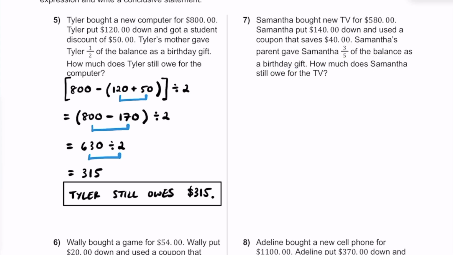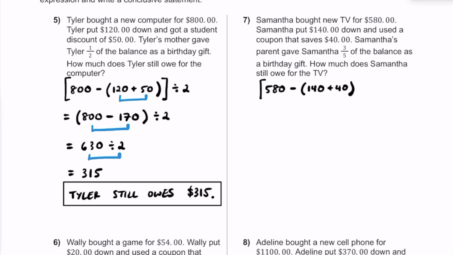Now, this is very similar to the last one, so if you want to try this on your own, feel free to do so. Otherwise, let's go over it together here. So $580 is the total cost of this TV, right? Now, let's subtract what Samantha's already paid for, the $140 plus the $40 coupon. So those two things added together are subtracted from the cost because they've already been taken care of.